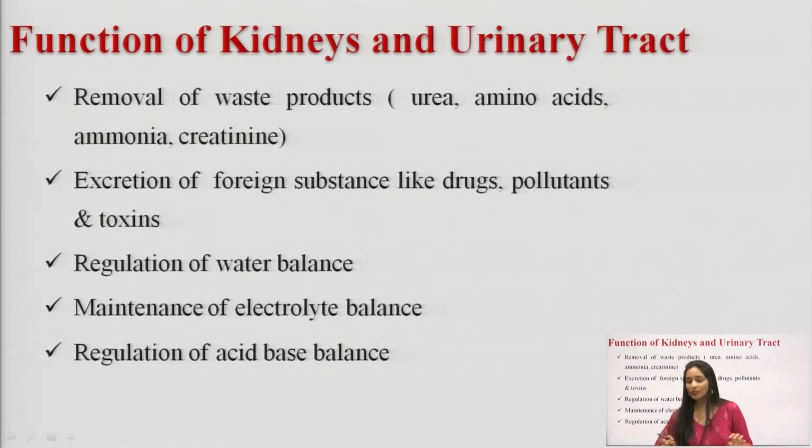Next we will go with the functions. What are the main functions of the urinary tract? The main important function of the urinary system is to remove waste materials. First we will discuss what waste materials are present inside the body. Urea is one of the waste materials, along with amino acids, ammonia, and creatine. Any toxic gases or toxic drugs are also waste products which have to be removed from the body.